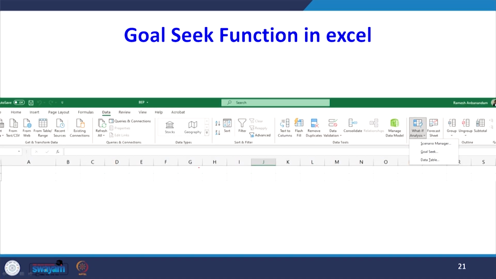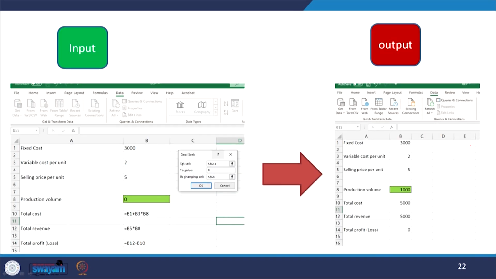This break even analysis can be done with the help of Excel. There is a function called goal seek. So, where will you get this goal seek function? You have to go to data, there will be a what if analysis. When you click on this what if analysis, you see the second option is called goal seek. In the Excel model, on the left hand side I have given the inputs. What is the input? Fixed cost I have entered, variable cost is entered, selling price per unit is given, then the production volume, this is the place where we need to get the answer.